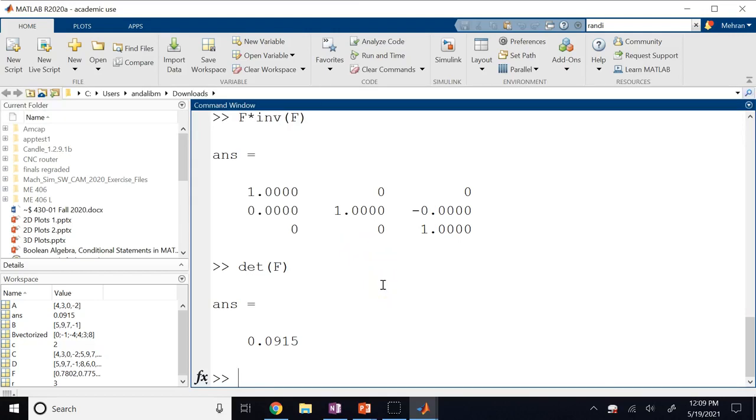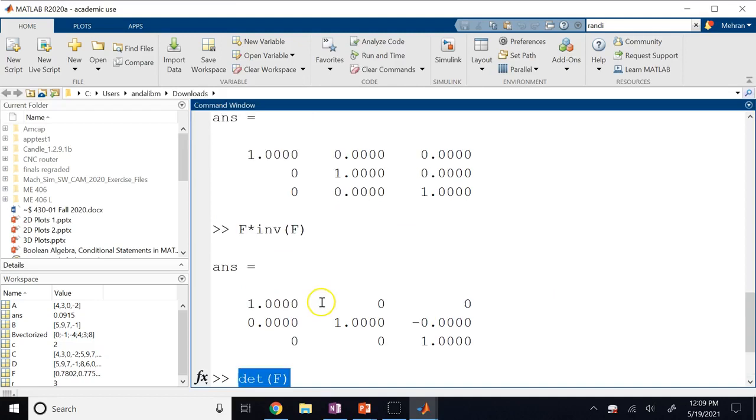Determinant, in very simple English, is the number of rows or the number of columns in the matrix that are linearly independent from each other. And you can look up the meaning of linear independence. So anyways, here I introduced to you the commands for determinants, the inverse, and so on and so forth.